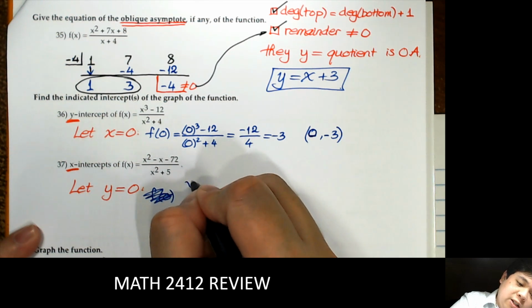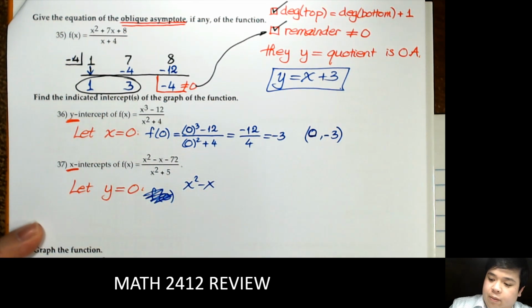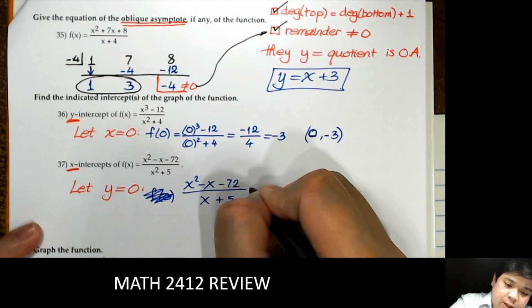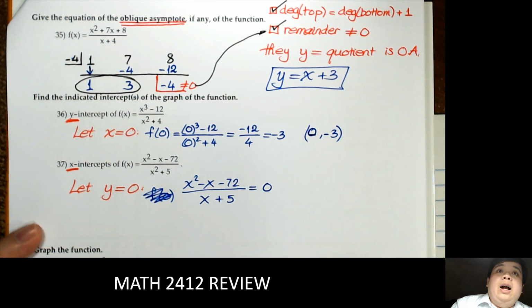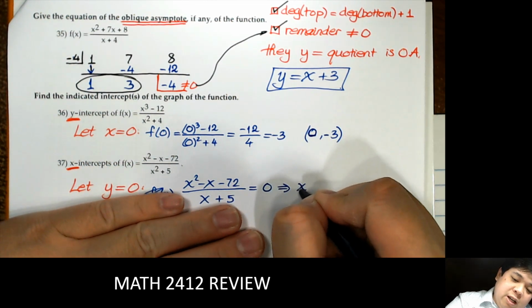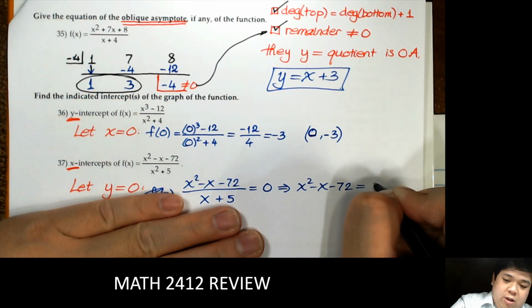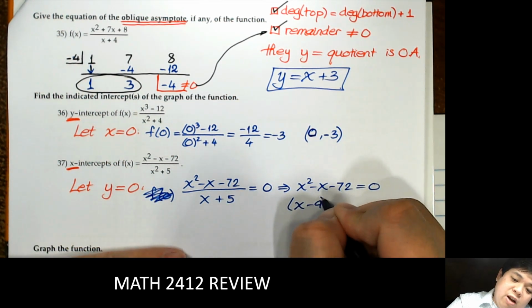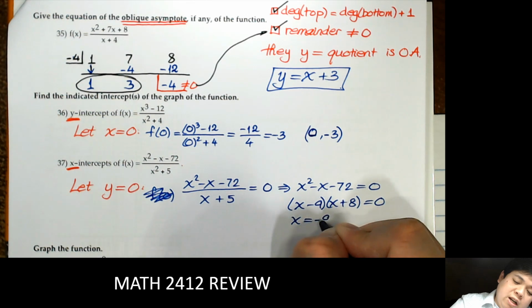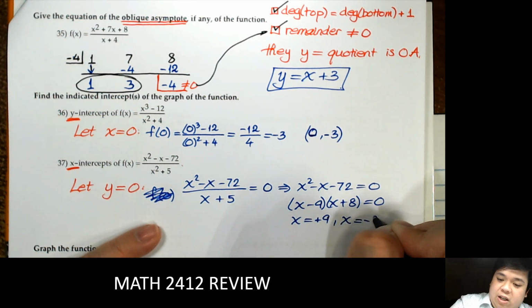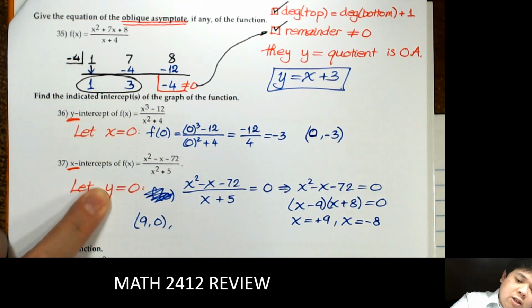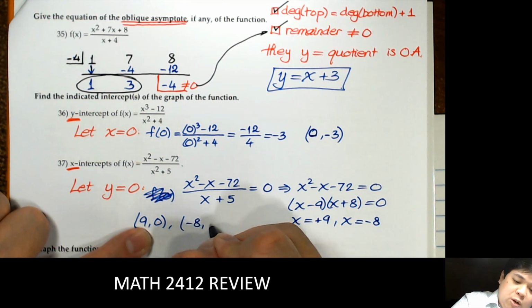Meaning that the function equal to 0, and the bottom cannot be equal to 0, but we need the top equal to 0. So we just have x squared minus x minus 72 equal to 0. Looks like we can factor as negative 9 and plus 8. So I have x equal to positive 9, and x equal to negative 8. So y equal to 0, x could be 9, or x could be negative 8.